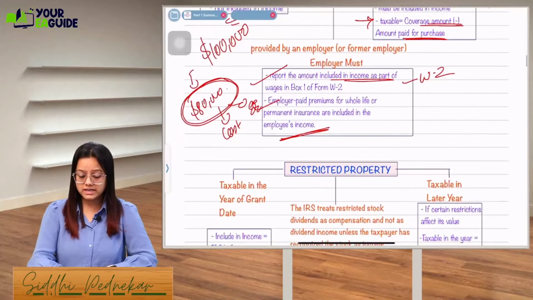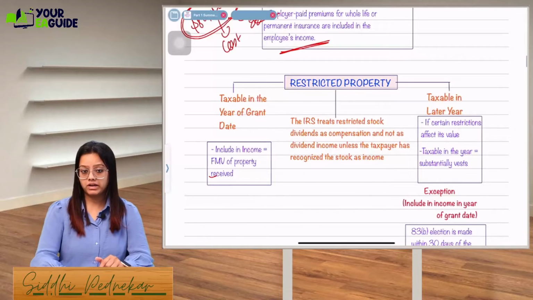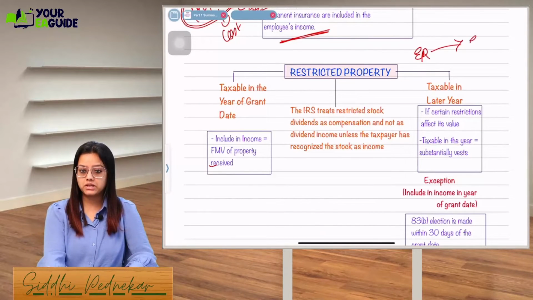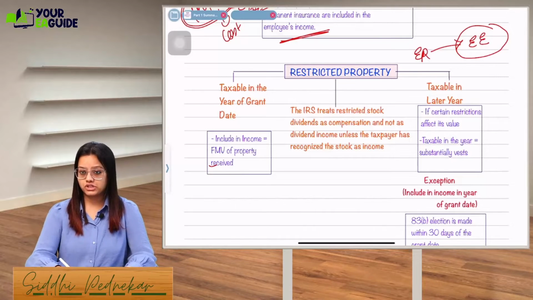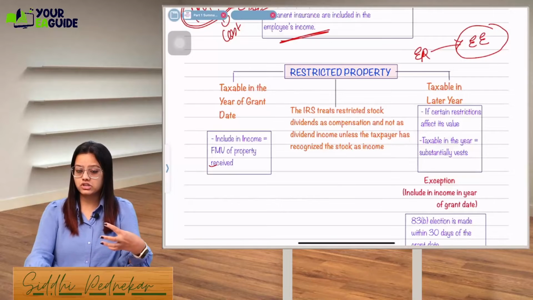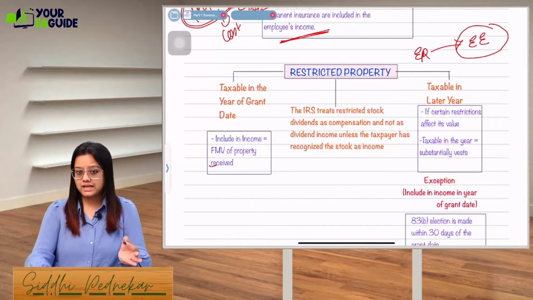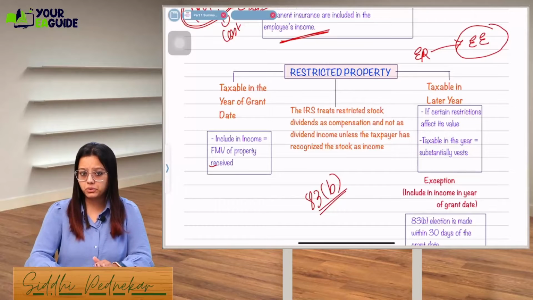Okay, got it, guys? Next is restricted property. Here we have done this very well in the class. Whenever the employer provides some property, stock, or securities to the employee, and there is a restriction that the employee will not sell these shares, securities, or property in the market before completion of 2 years, can I say there is a lock-in period to sell that particular security? In that we have done the 83B election. I'll come to it.